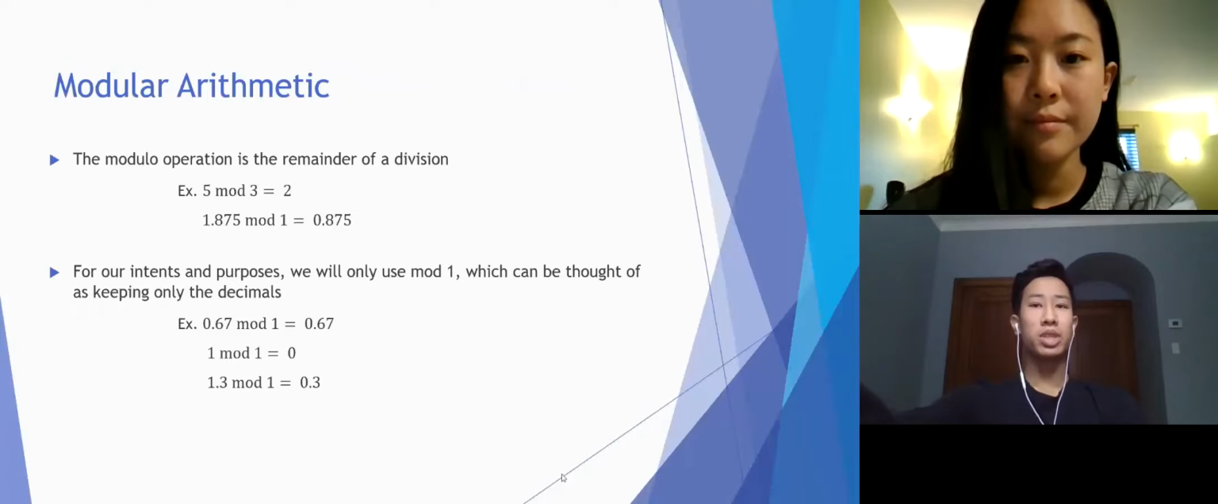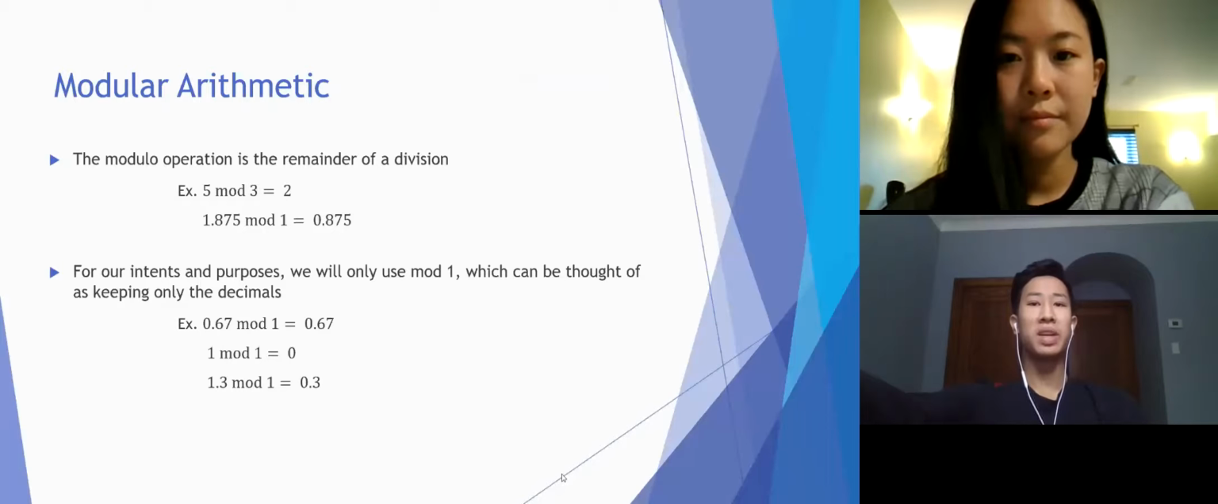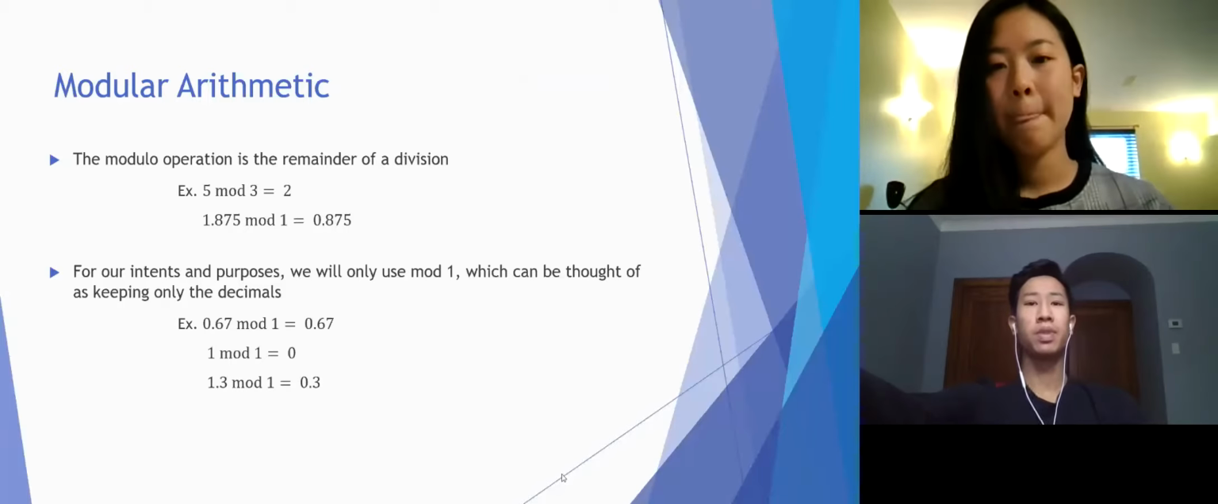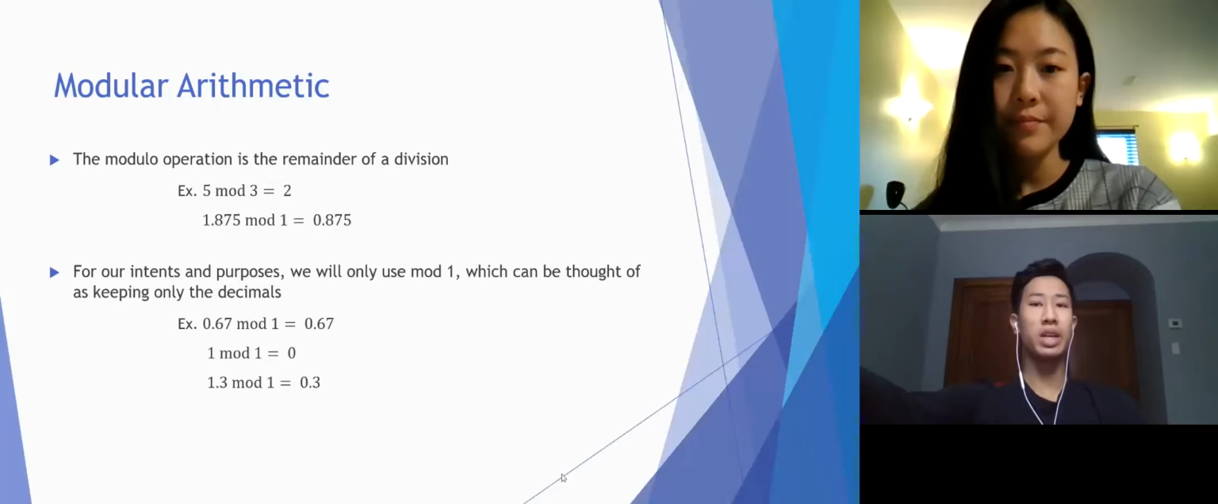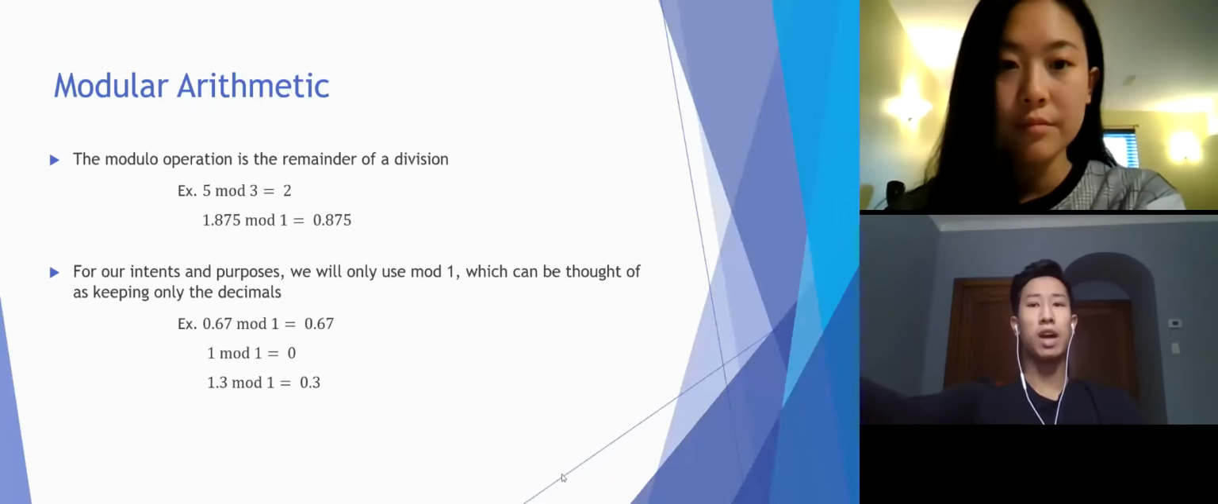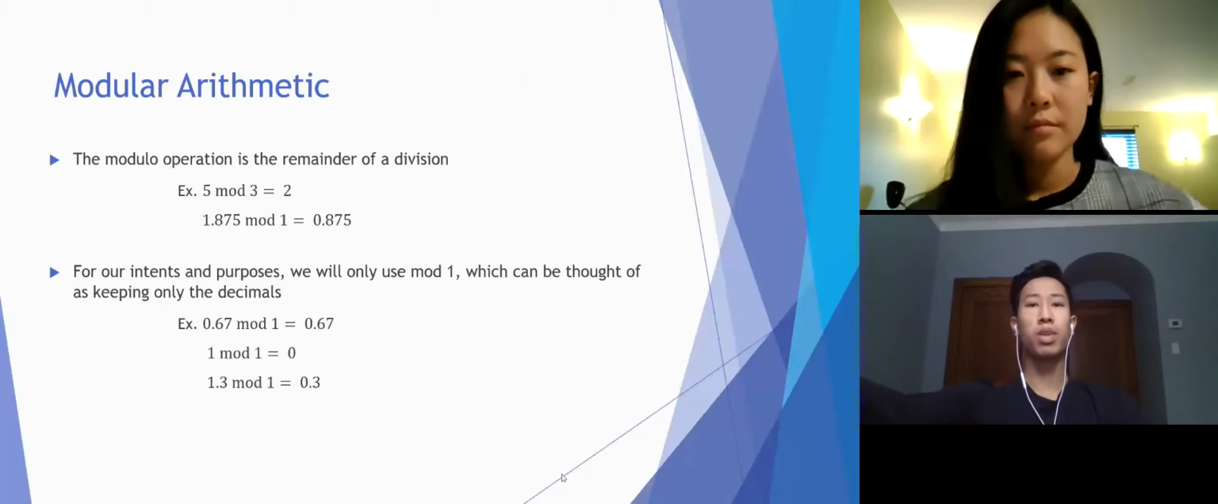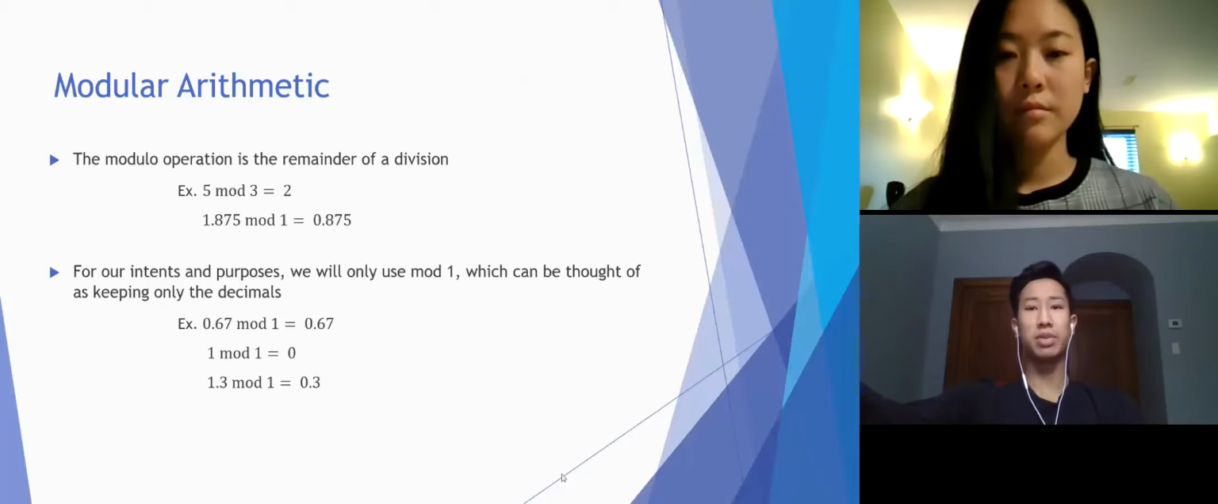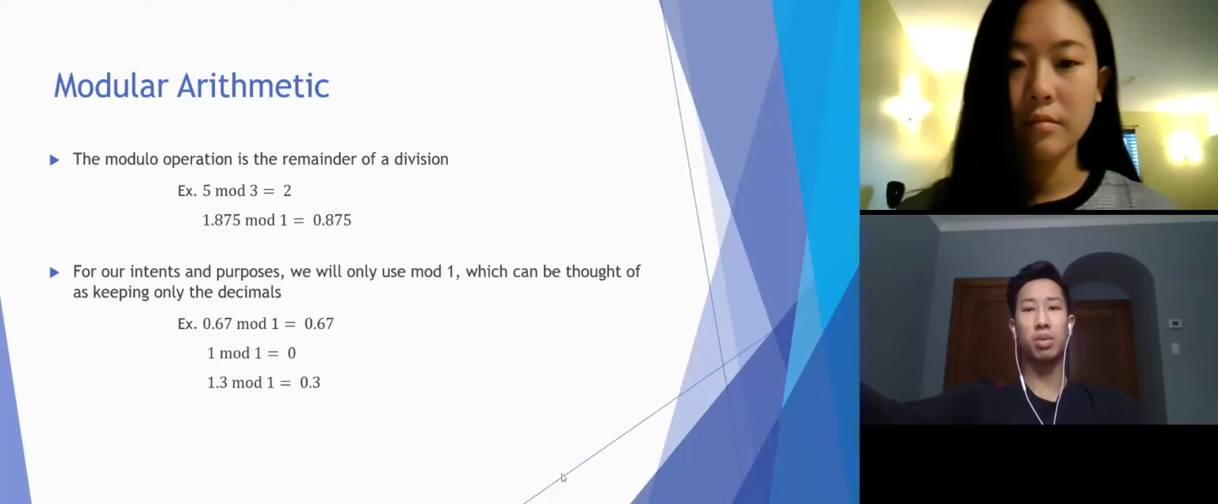So before we explain the rotation transformation, we need to take a moment to explain a mathematical operation called modulo. Modulo is an operation that finds the remainder of a division. For example, 5 modulo 3 is equal to 2. We will focus on operations using modulo 1, which can be likened to keeping only the decimals. For example, 1.3 modulo 1 is equal to 0.3.